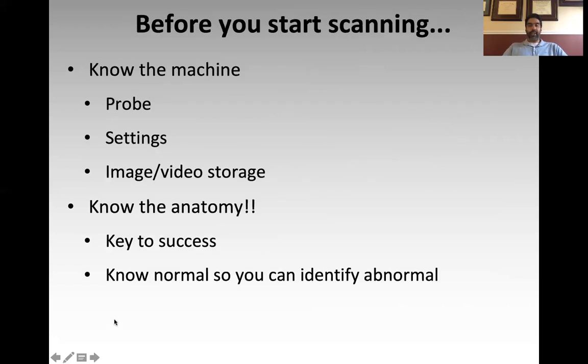So before we start scanning, there are really two important things that you should be acquainted with when you're doing a DVT study. One is, of course, knowing the machine, like any study.